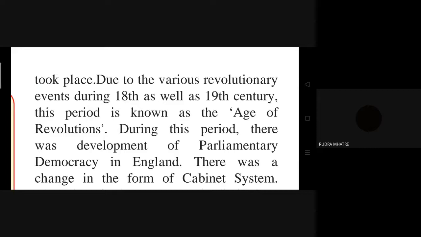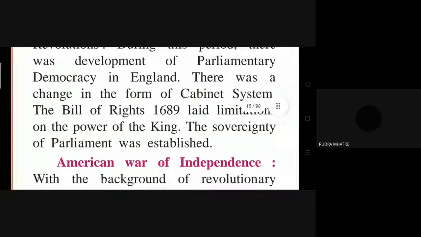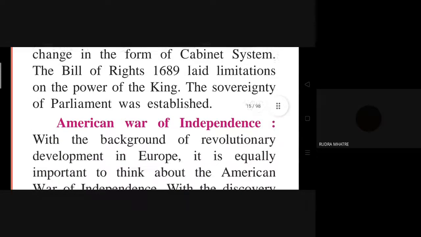This period is known as the Age of Revolution. During this period, there was development of parliamentary democracy in England. There was change in the form of cabinet system. The Bill of Rights 1689 laid limitations on the power of king. The sovereignty of parliament was established.